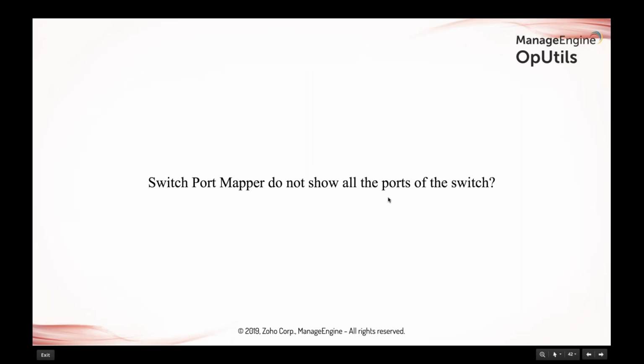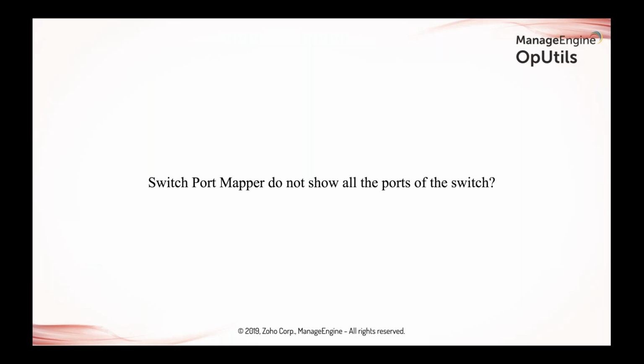And the next one, switch port mapper does not show all the ports of the switch. One possible reason we don't show all the ports of that switch is that when we query the bridge map OIDs that we use to fetch the port information, we see that the matching entry for that particular port is not found in the bridge map. So that is the reason you might sometimes see only a few ports listed instead of all the ports.